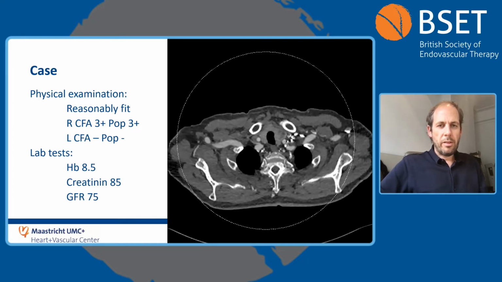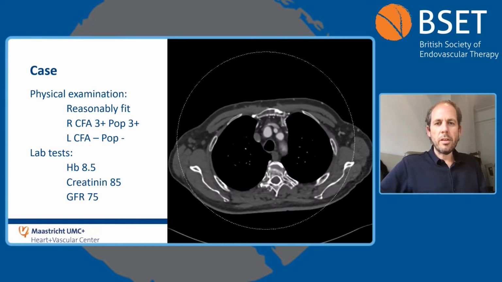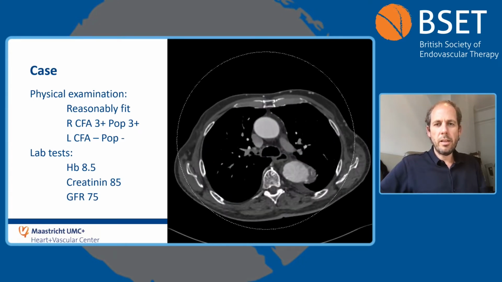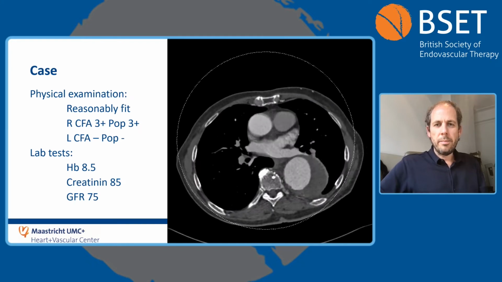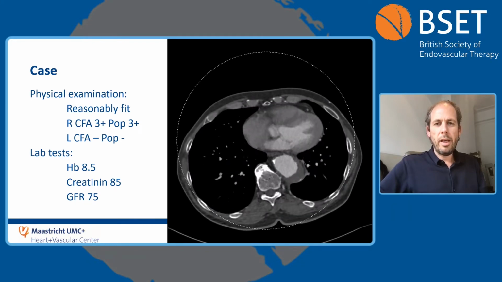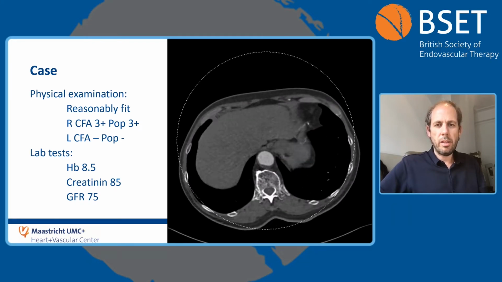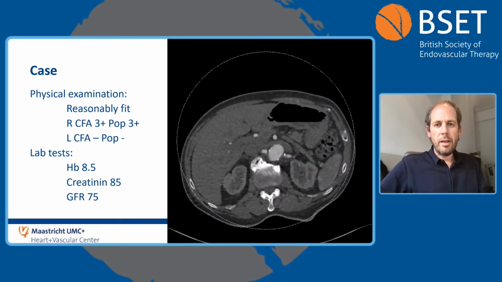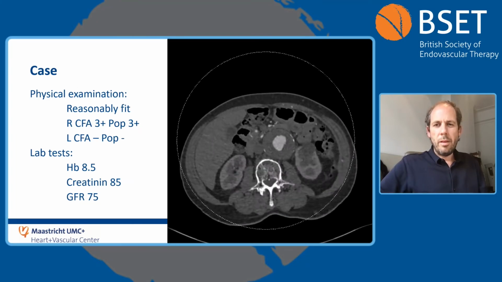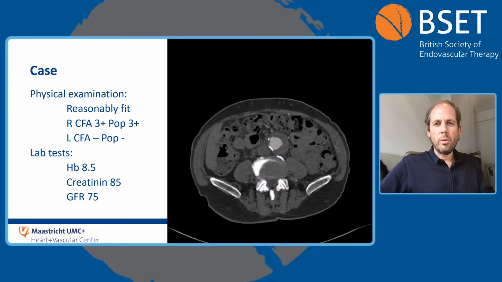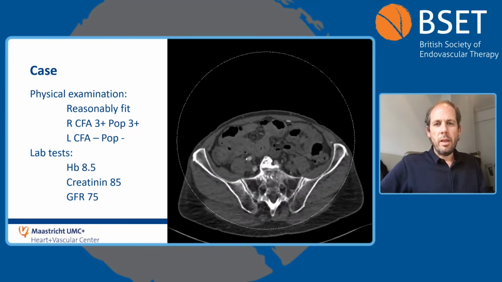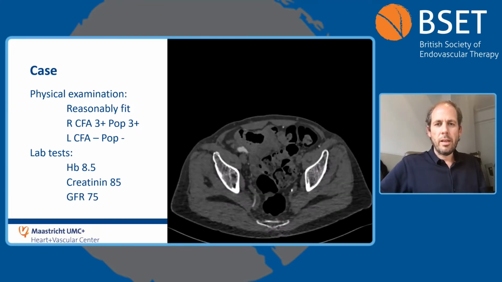relatively normal lab tests. His axial CT scan is like this, and we'll discuss this in detail later, but you can appreciate already a dilation there, another dilation. The visceral segment is not normal, and then there is here an occlusion of the left iliac axis.